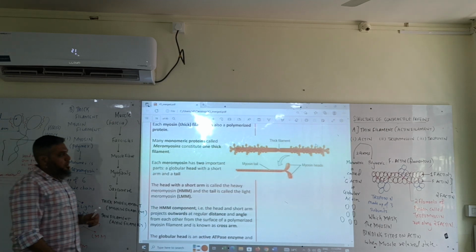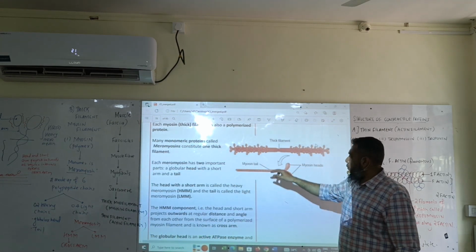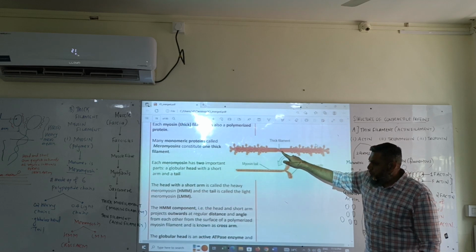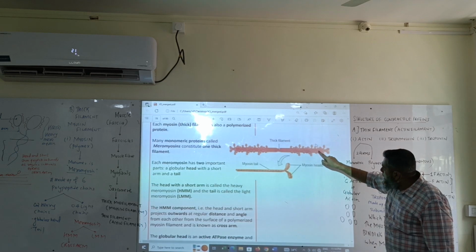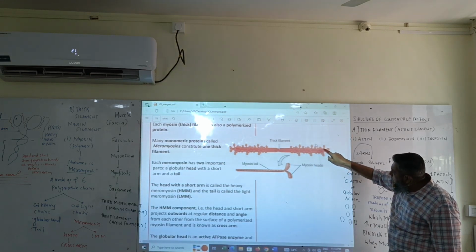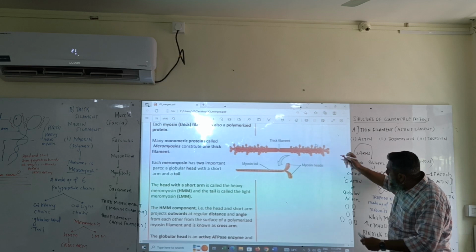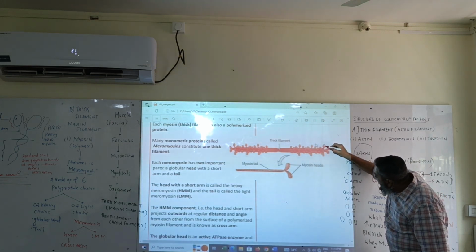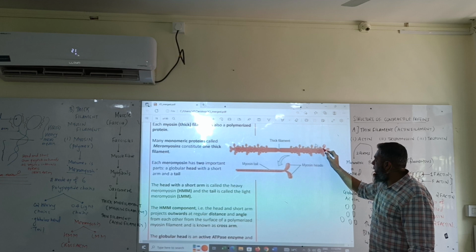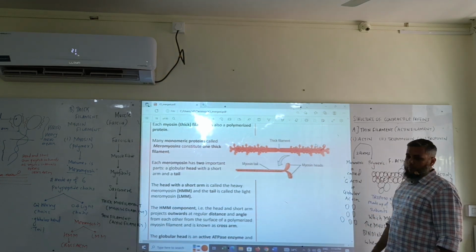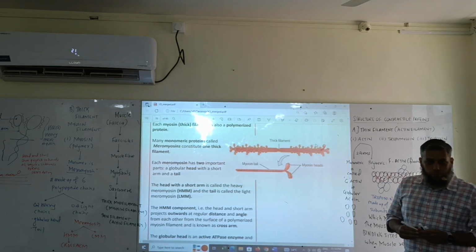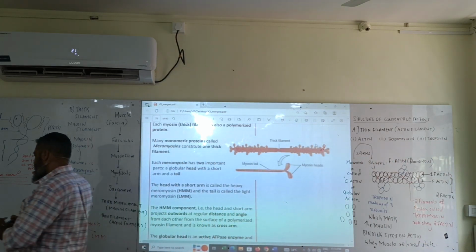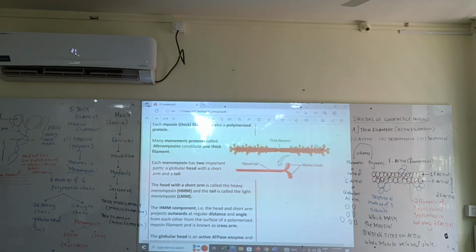Got it? So tell me, who is this full? Myosin. Made up of which filament? Thick filament. Who is this inside? LMM. And who is projecting out? HMM with its short arm. Short arm and its head together is called cross arm. Did you get it? Give yes or no? Yes. And the head is special. Who is special? Head.